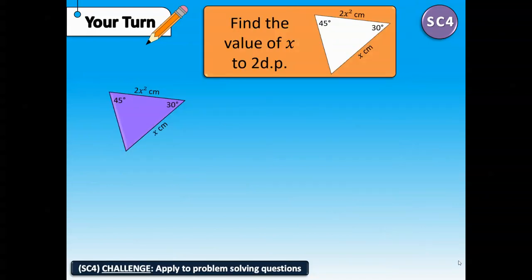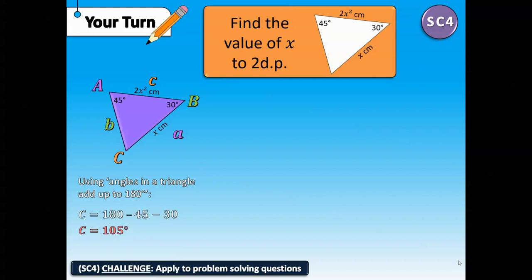For the amber question, I want to find the value of x to 2 decimal places. So if I label up my sides and my angles, then using angles in a triangle that add up to 180 degrees, I can work out that angle C is 105 degrees.